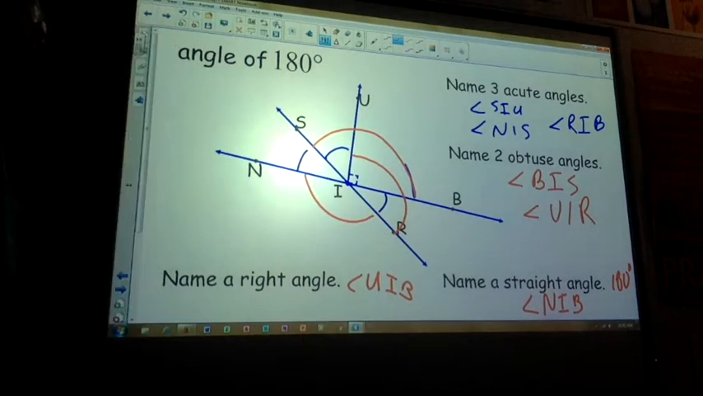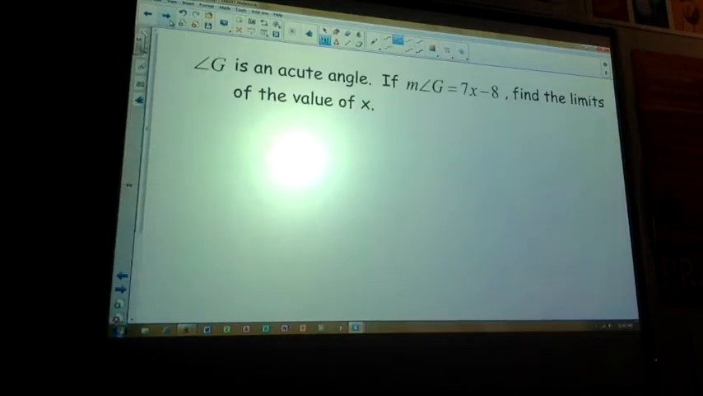Is angle UIR obtuse? Absolutely. Anyone know what a straight angle is? The definition? Yeah. It's 180 degrees. So a straight angle would be NIB. A straight angle is just 180 degrees. Sometimes it's called linear pair, sometimes it's called supplementary angles, depending on if we're putting things together.